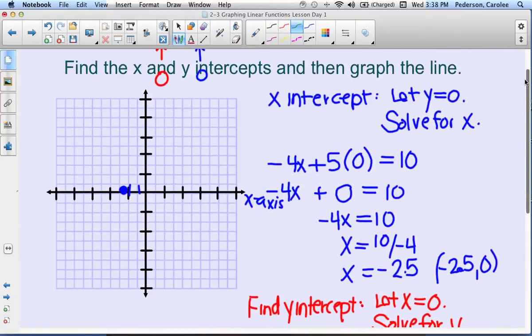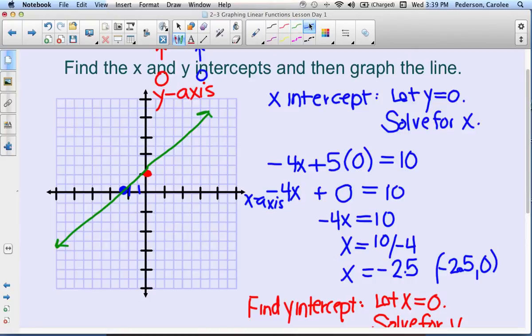Now we can go over and graph it. So on the y-axis, we're going to go over 0, up 2. And that would be our point. Now we have 2 points that will create our line.